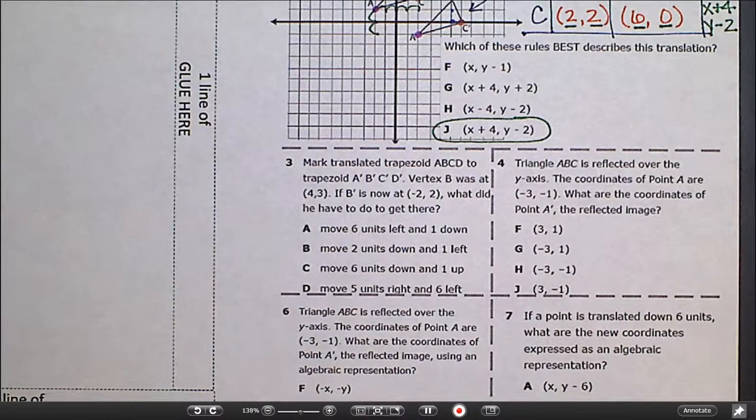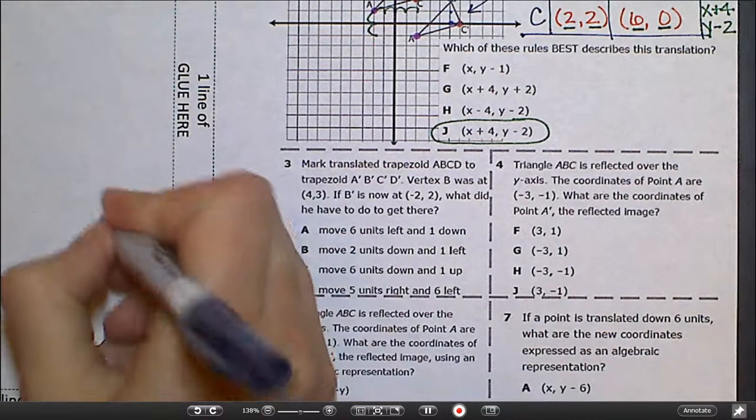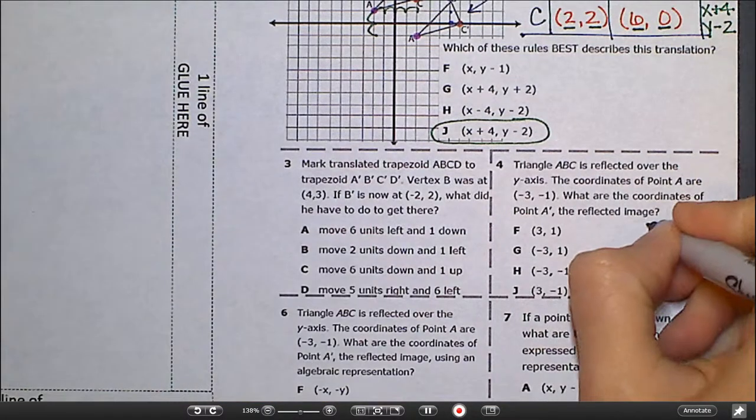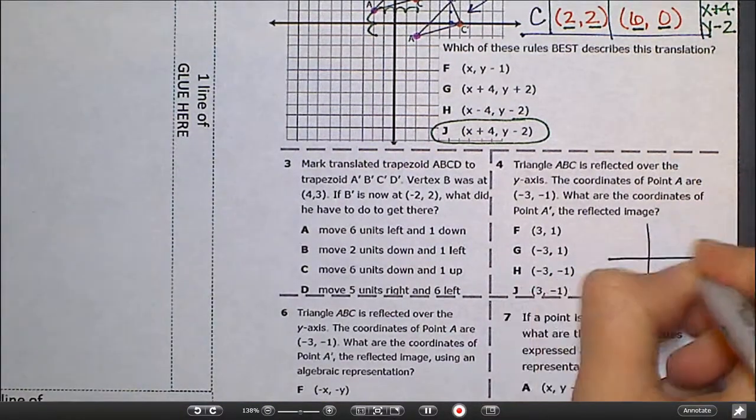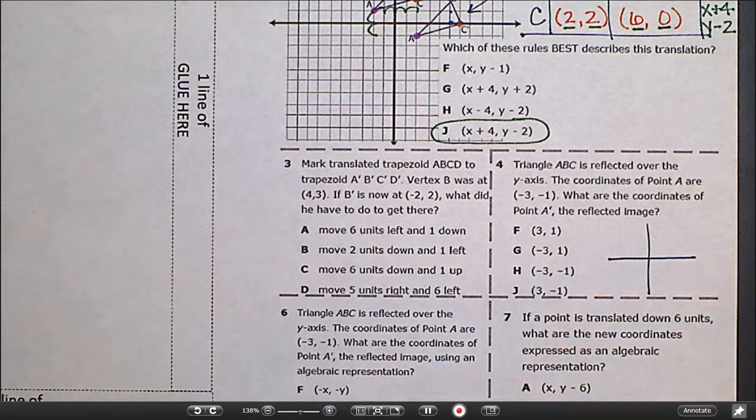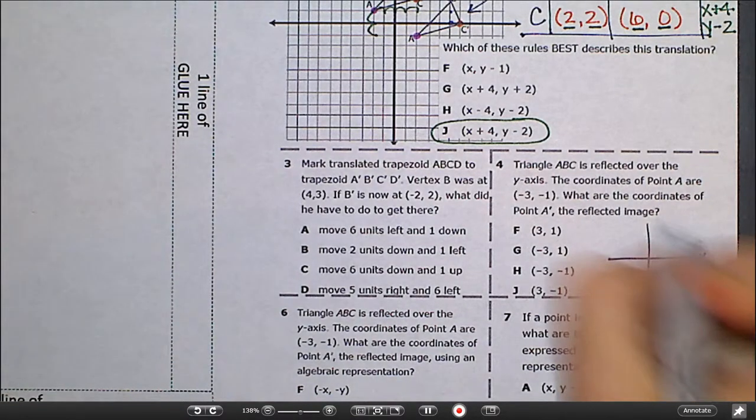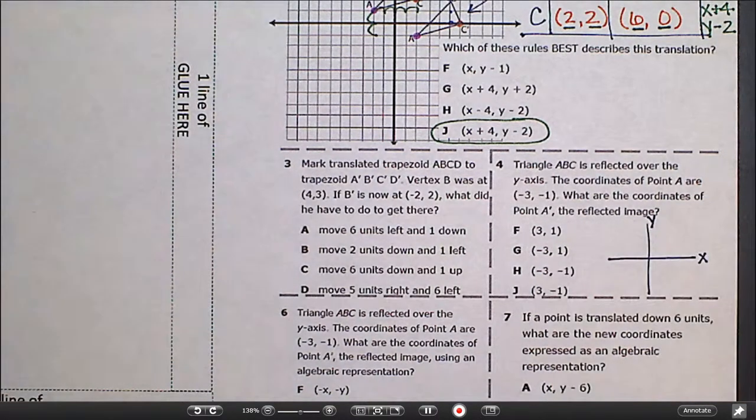Number 4 says, triangle ABC is reflected over the y-axis. So let's pause there. Over here, let's draw a picture. And of course, we need to label the x and y axis. So this is x, this is y. Very important that we understand that.